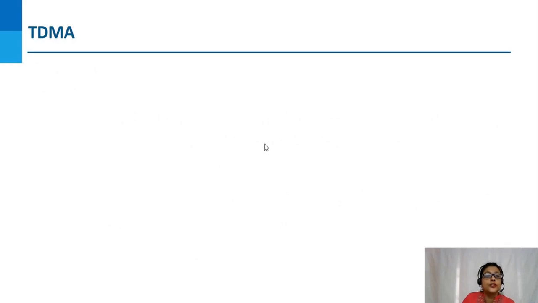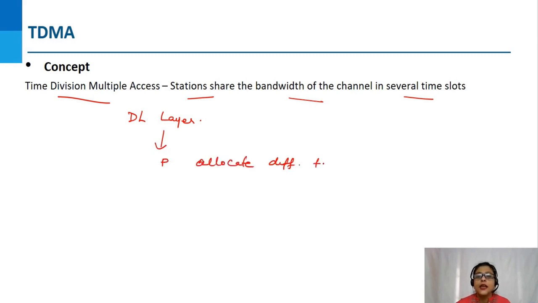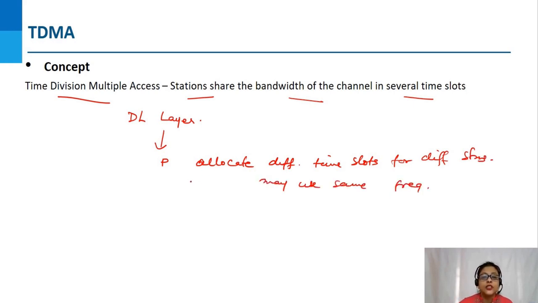Next, let us turn our attention to TDMA. TDMA means time division multiple access. Here stations share the bandwidth of the channel in several time slots. So this is also an access method of the data link layer, which instructs the physical layer to allocate different time slots for different stations. Here the stations may use same frequency, but since they are transmitting at different time slots, let's say T1, T2, T3, etc., so there is no interference among the stations.